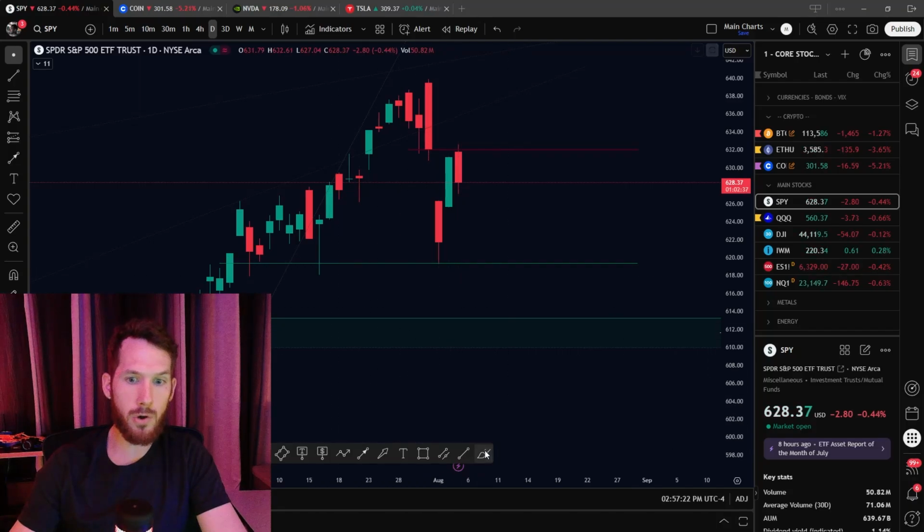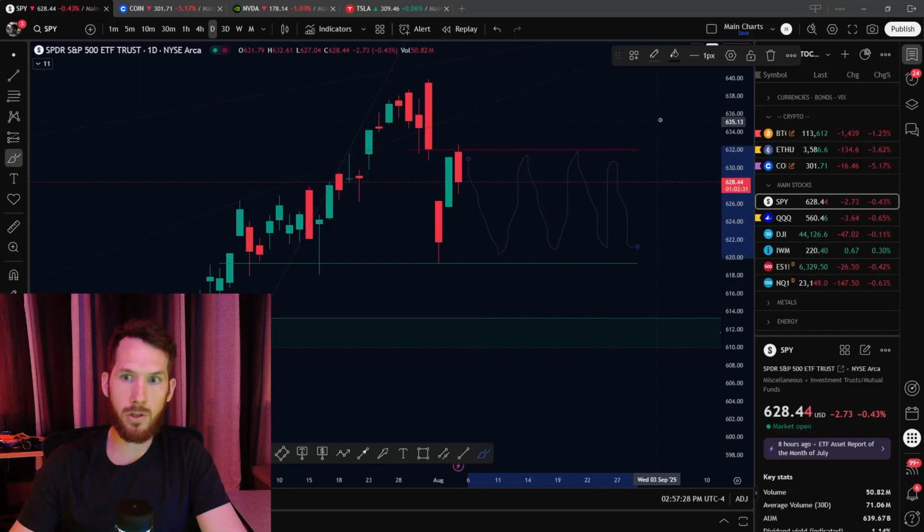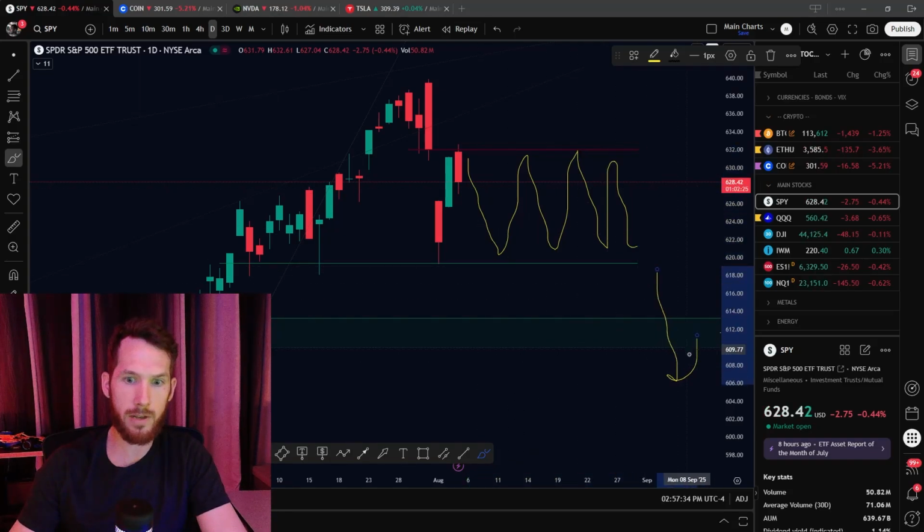One thing to note is if price does not break above this resistance level, we could potentially see consolidation sideways, which, as you guys know, is a bear flag, which means we would probably get a move to the downside.